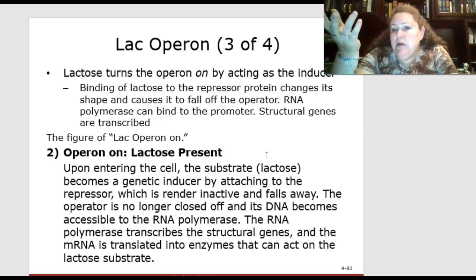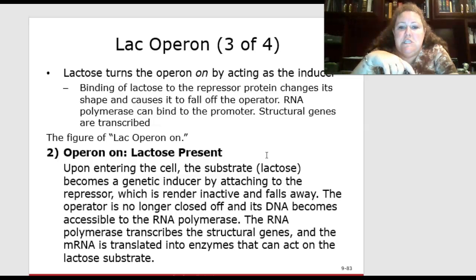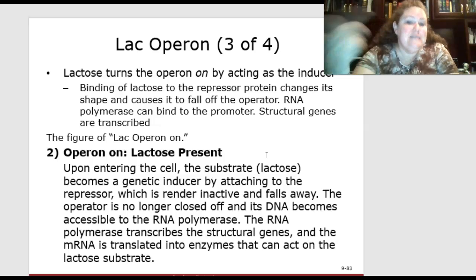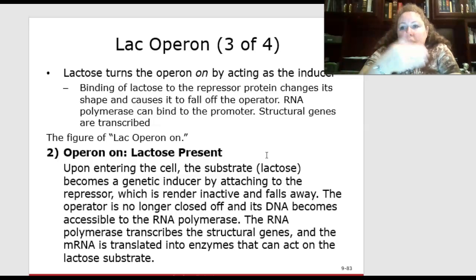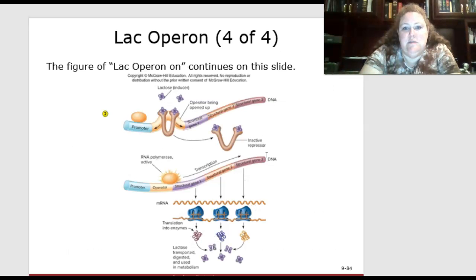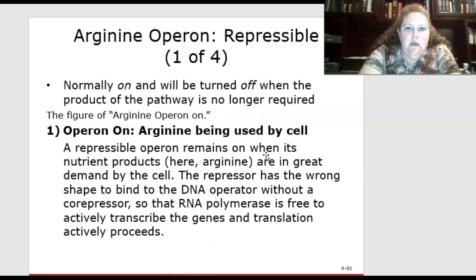Then the RNA polymerase is going to transcribe that structural gene, and the mRNA is translated into the enzymes that can therefore act on the lactose substrate. And so this would be a figure, again, of that Lac Operon turning on here. Okay. And so upon entering the cell, the substrate lactose becomes a genetic inducer by attaching to the repressor, which is rendered inactive and falls away. Operator no longer closed off. Everything I just said. Okay.